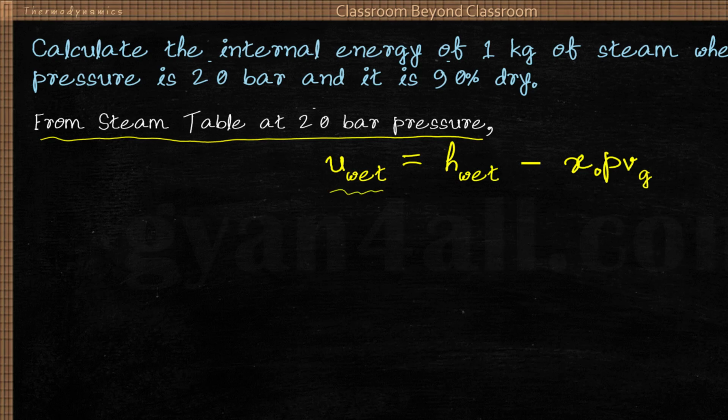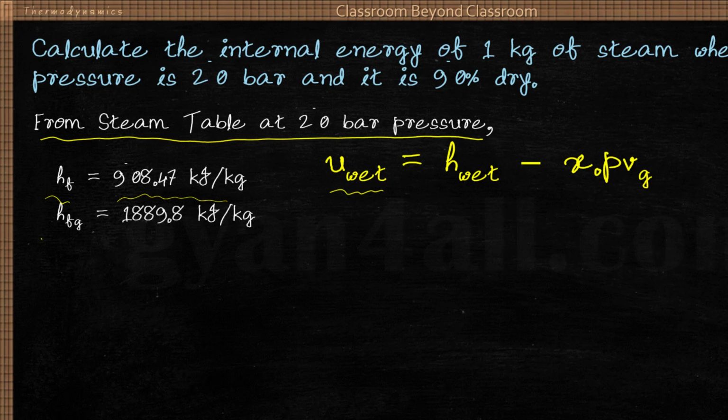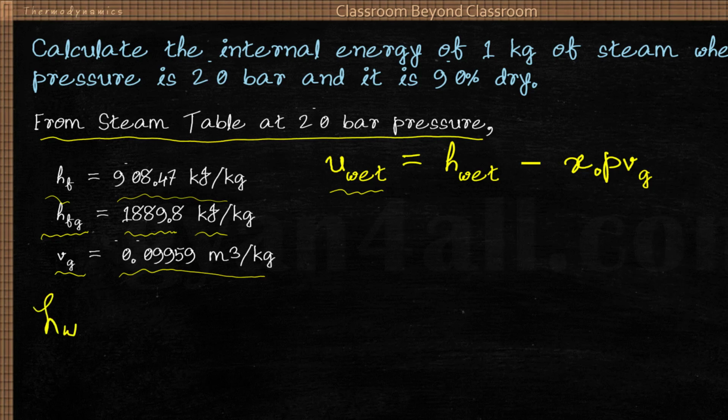Now the value of sensible heat at 20 bar pressure is 908.47 kilojoule per kg of steam, and the latent heat of vaporization is equal to 1889.8 kilojoule per kg of steam. And also at that pressure, the specific volume of dry saturated steam is 0.09959 meter cube per kg of steam. So first let us find out the enthalpy of wet steam.